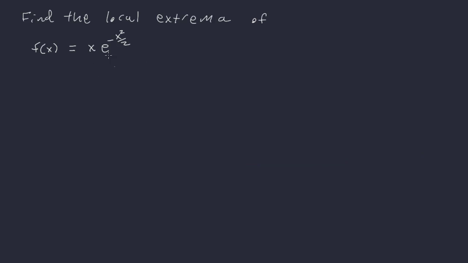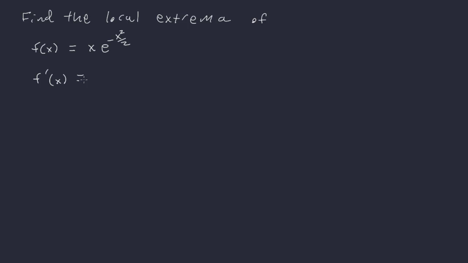All right, let's look at another example. Let's say f of x is equal to x times e to the negative x squared over 2. And this is definitely continuous and differentiable everywhere, because x and e to the stuff, at least this stuff, is continuous and differentiable everywhere. All right, so we're going to start by finding the derivative.